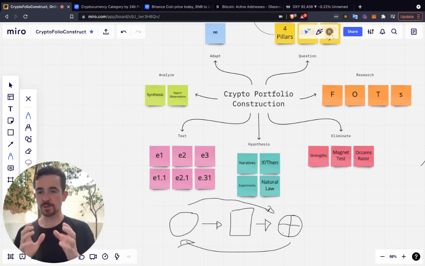What is the individual project you're investing in? If you're investing in Axie Infinity, it's an if-then statement: if blockchain gaming has so-and-so catalyst, then this. Okay, that's your experiment. You're using natural law. This is the testing phase, and then you have the analyzing phase.